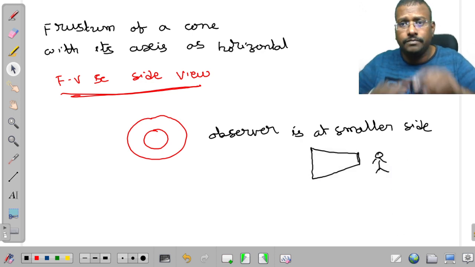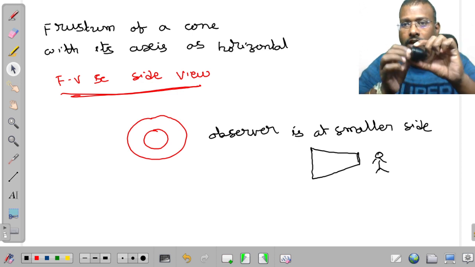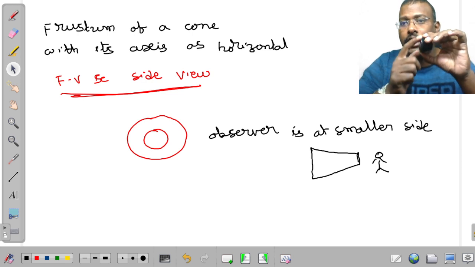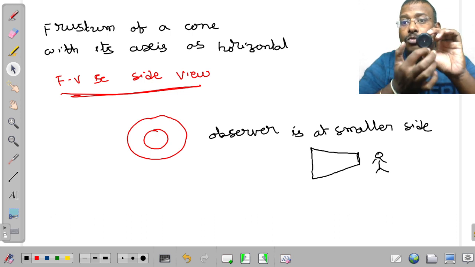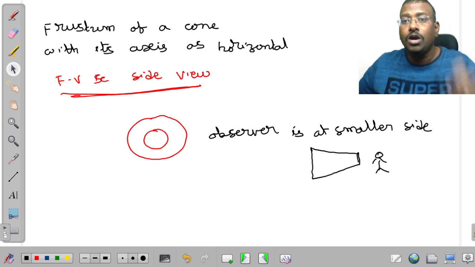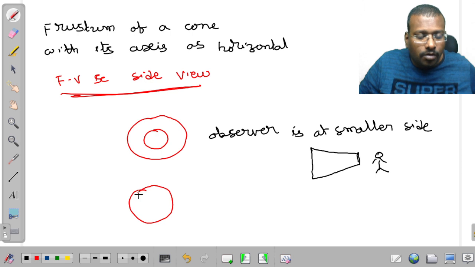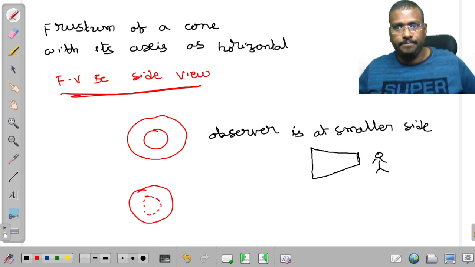Now let us consider, sir, if the observer is not on the smaller side, if the observer is on the larger side, then what will happen? He can view this circle. Just I am going to rotate it for you. He is the observer. He can view only one circle. This circle is not going to appear to him. So even though the object is there but not visible, the smaller circle is there but not visible, then it is going to be represented as a dotted object.